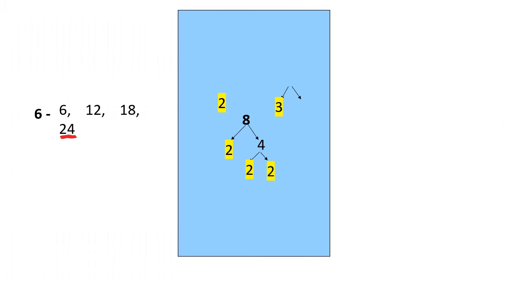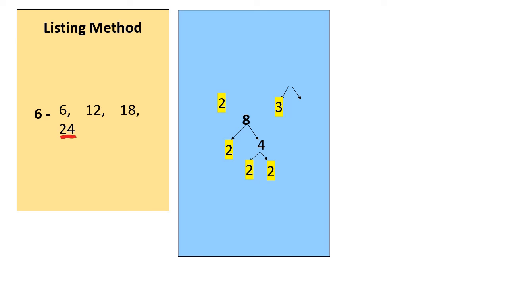So we have there the listing method. So we have the 4: 4, 8, 12, 16, 20, 24. How about 6? We have 6, 12, 18, 24. How about 8? We have 8, 16, 24. So our LCM here is 24.